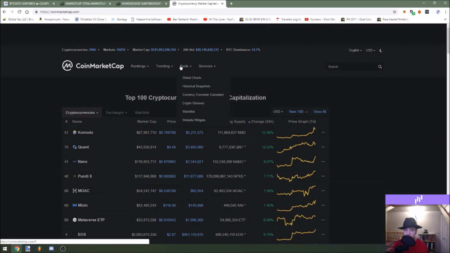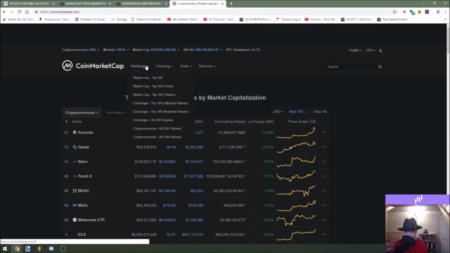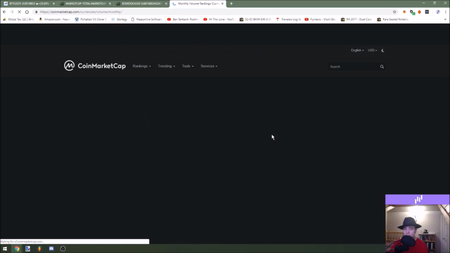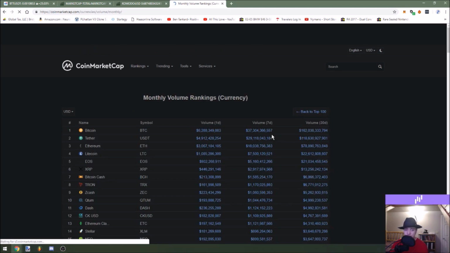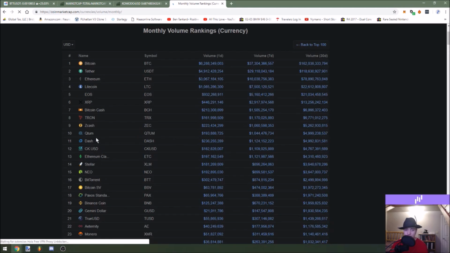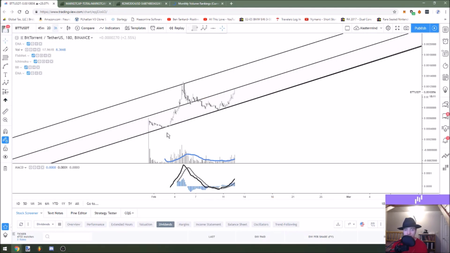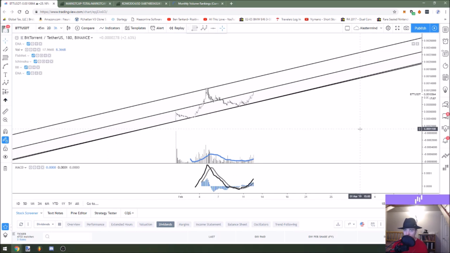If we just go ahead and check on the tools rankings, actually, 30-day volume. In the monthly volume, this coin has already ranked in the top 16 for monthly volume. So that's pretty significant considering that it's only been here since February, the beginning of this month. We've actually got quite a bit of volume for this coin in a very short period of time.